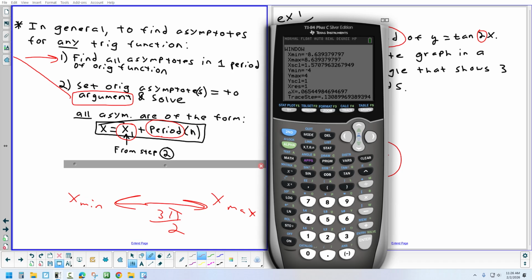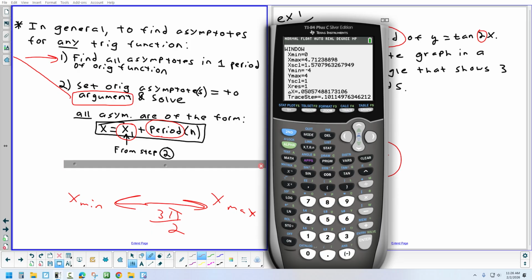Yep. Your x max would be 3 pi over 2. Okay, so x max is 3 pi over 2. And then your x min would be 0. The distance between 0 and 3 pi over 2 is 3 pi over 2. So that's one way you could set your window.